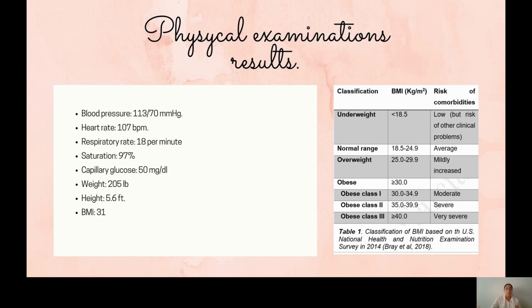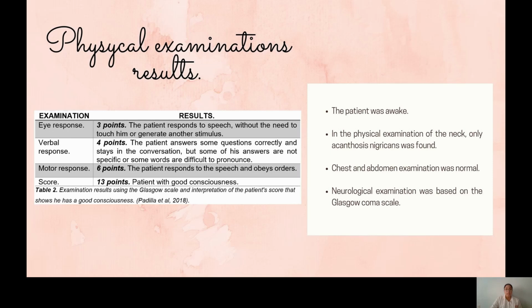His BMI was 31. A BMI of 31 represents obesity class 1, following the most recent data from the U.S. National Health and Nutrition Examination Survey in 2014, which indicate that obesity is defined when we have a BMI over 30, as in table 1. The patient was weak. The speech was difficult to understand, but he was cooperative. In the physical examination of the neck, only acanthosis nigricans was found.